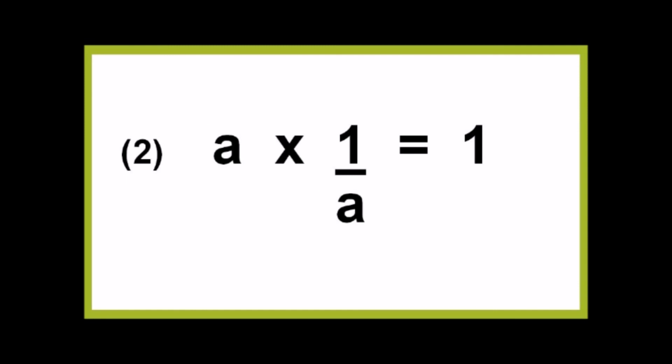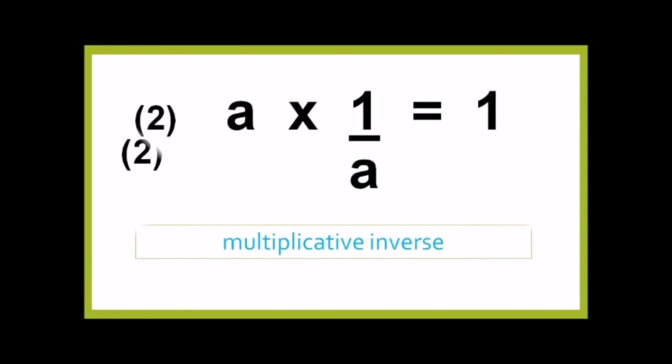Number 2. A times 1 over A is equal to 1. Which property is this? Is it commutative, associative, distributive, identity, or inverse? Which one is it? Figure it out. Look at the definitions to help you. Commutative, associative, distributive, identity, inverse. Yes. Inverse.